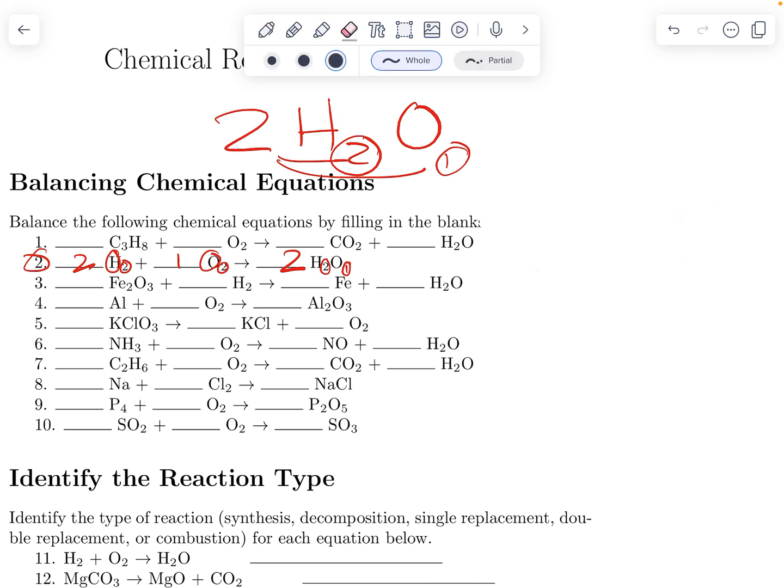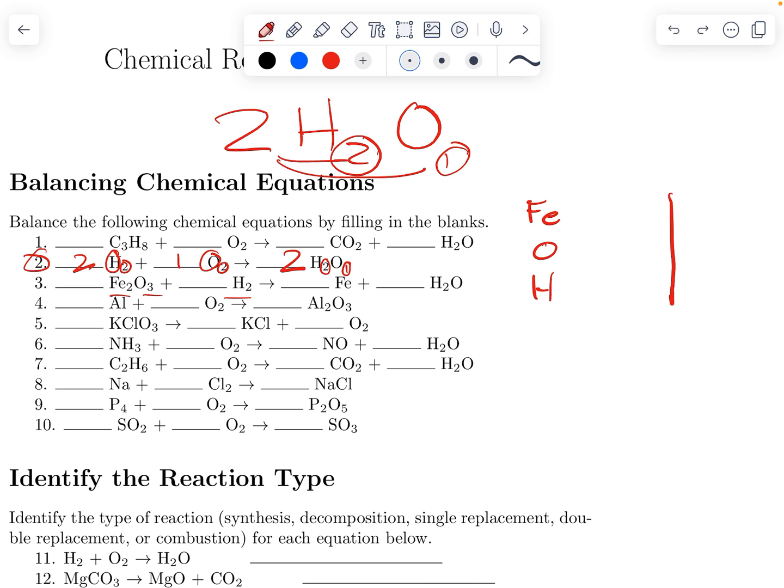Okay, let's do number 3. We have iron, oxygen, and hydrogen. So let's go ahead and write that. Iron, oxygen, and hydrogen. Leave plenty of space because you might be crossing them out and fixing them as you go along. Some people end up putting it too close like that. You don't want to do that.